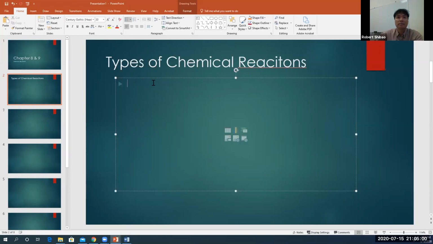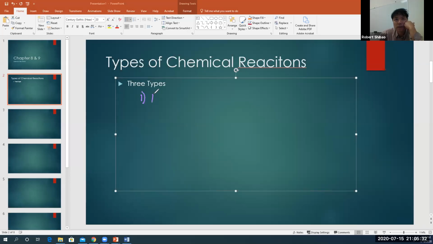And so what are the types? It turns out there are three major types that we're going to be considering here. So let's go ahead: what are those three types of chemical reactions? And this is in no particular order.